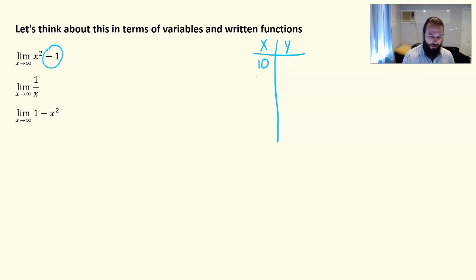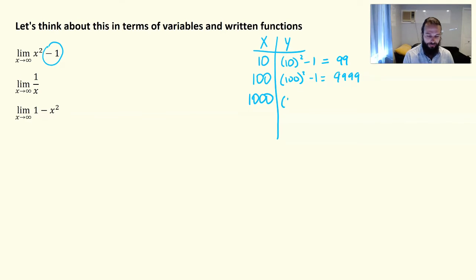For instance, let's put in 10, 100, and 1000 for some examples. We see then that if I put in 10, I get 10 squared minus 1, which is 99. If I put in 100, I get 10,000 minus 1, which is 9,999. And if I put in 1,000, I'm going to get 999,999. So we see that the 1 is playing a very, very small proportionate role in the determination of this limit and the direction of the function.